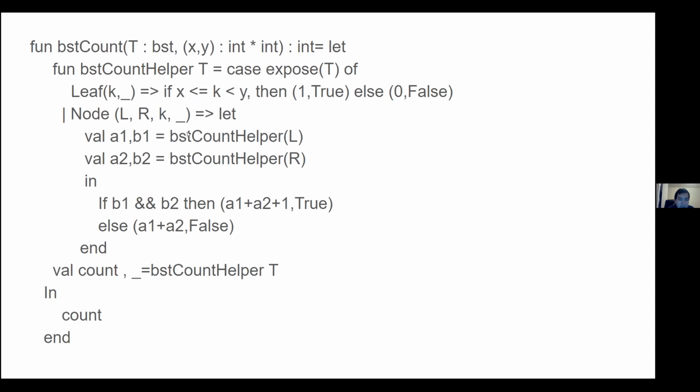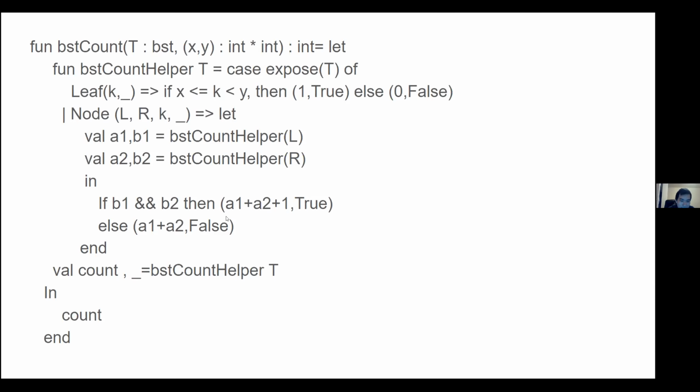So what we should do is recursively call the helper function on L and R, and then we get the counts A1 and A2 and the Boolean values B1 and B2. If B1 and B2 are both true, then we return A1 plus A2 plus 1 and true, meaning the whole tree is also in range. Otherwise, we just return A1 plus A2 and a false, indicating the whole tree is not entirely in range.